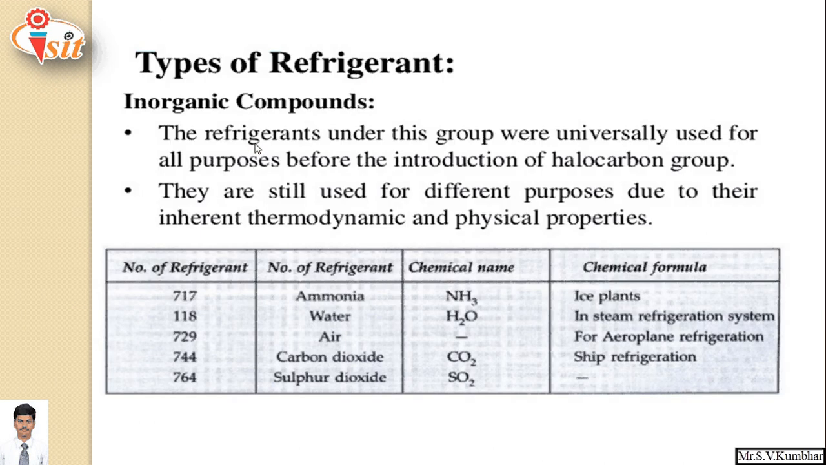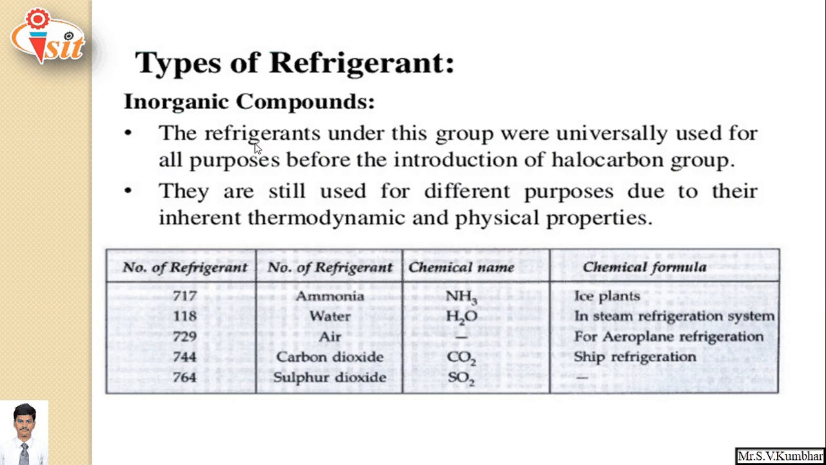Next one, inorganic compounds. The refrigerants under the inorganic compound group were universally used for all purposes before the introduction of the halocarbon group. They are still used for different purposes due to their inherent thermodynamic and physical properties. Some inorganic compounds are R717 ammonia, R718 water, R729 air, R744 carbon dioxide, R764 sulfur dioxide.